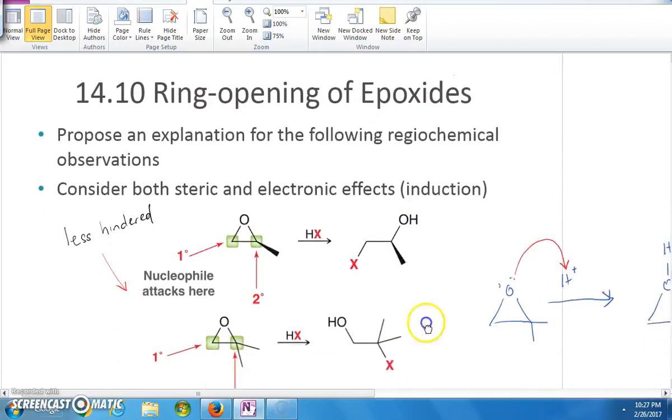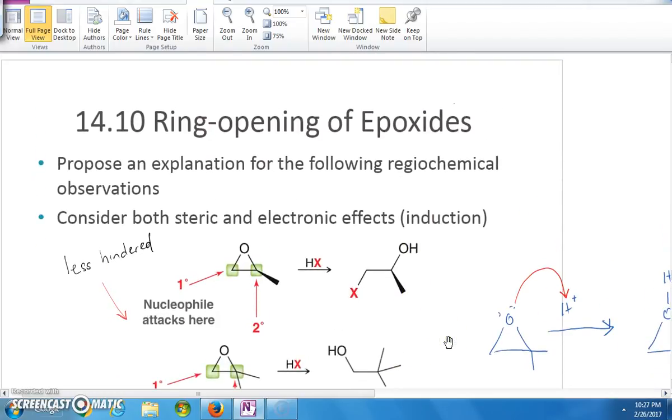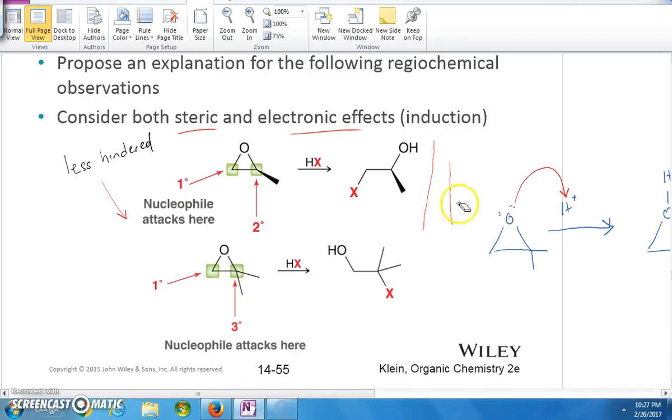Okay, now let's talk about the ring opening of epoxide. This is very important. Now propose an explanation for the following regiochemical observation. Of course, we have to consider steric and electronic effects. Remember I said that because the ring opening of epoxides goes through an SN2 reaction, we expect that the nucleophile will attack the less hindered carbon.